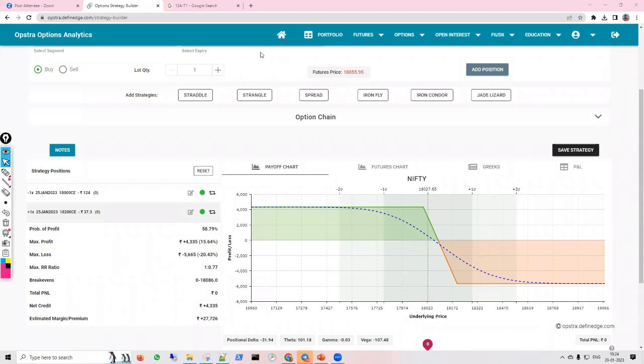And what you're going to do, you should first buy and then sell. Only then you would be able to do it, because if you sell directly, it will be asking you for like 1.3 lakh margin. So before initiating a spread, just go for buy and then go for sell, so that you would be able to do that.